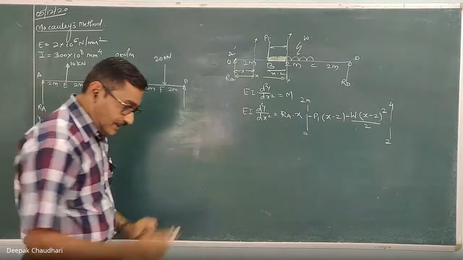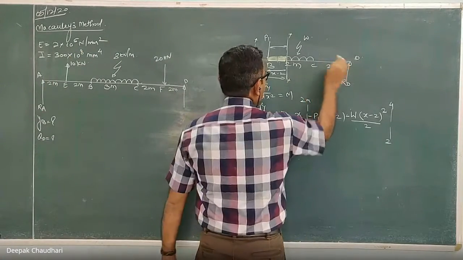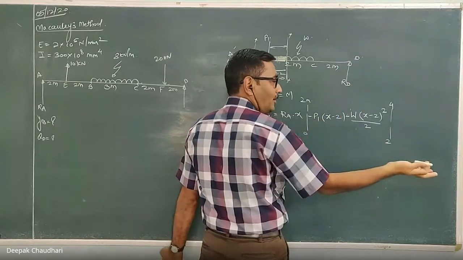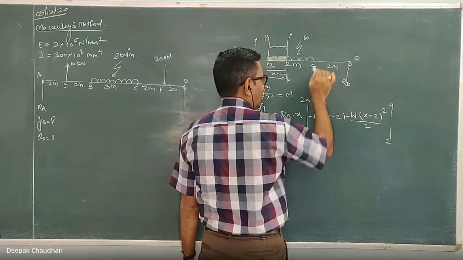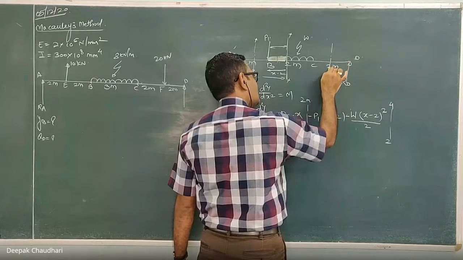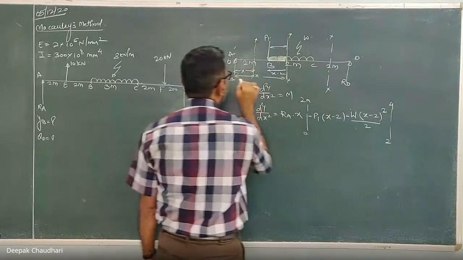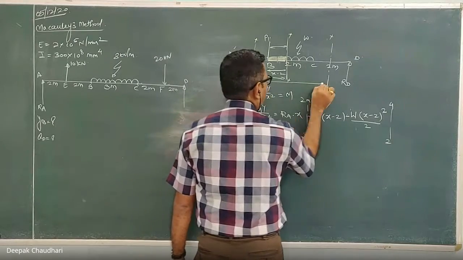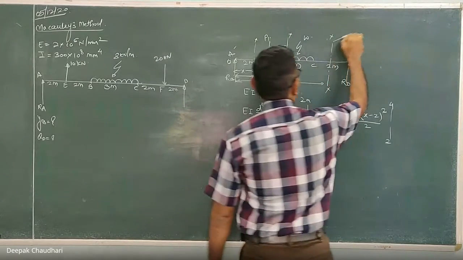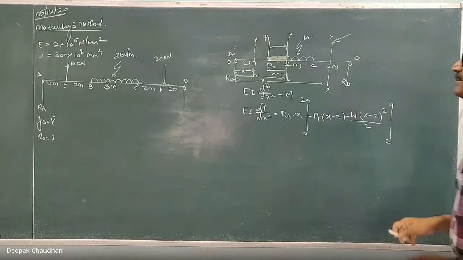Okay. Now the important thing is there. After C there is no load, but the equation of the bending moment will change definitely. Here, if I consider the section over here, since there is no load, if I consider the section here after C at a distance of X from A, what will happen?